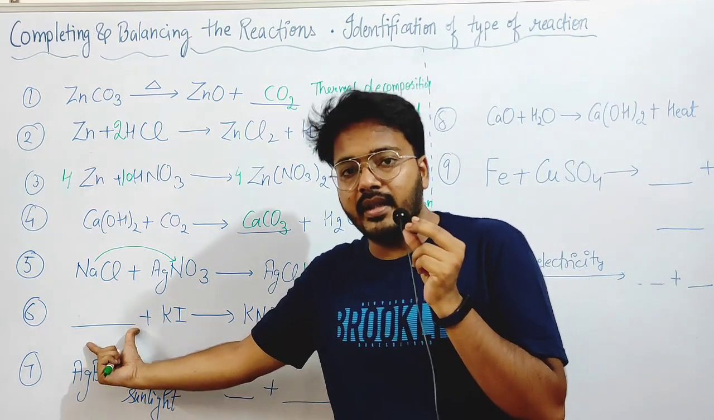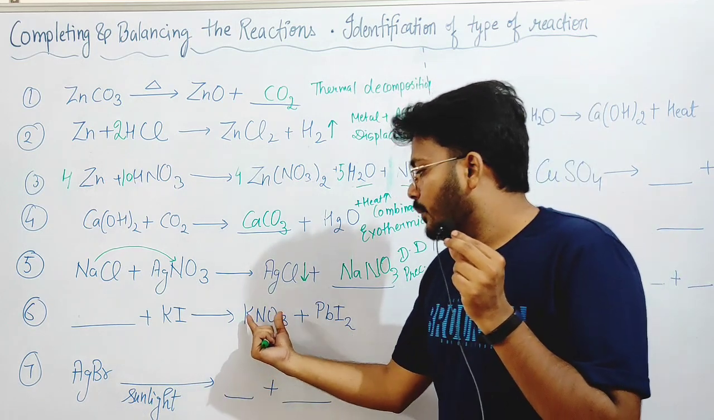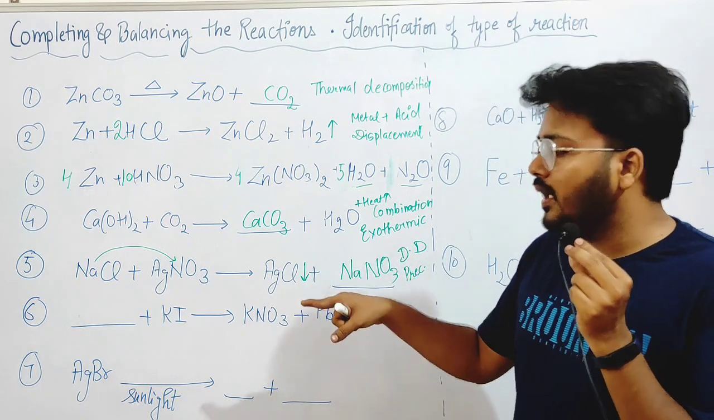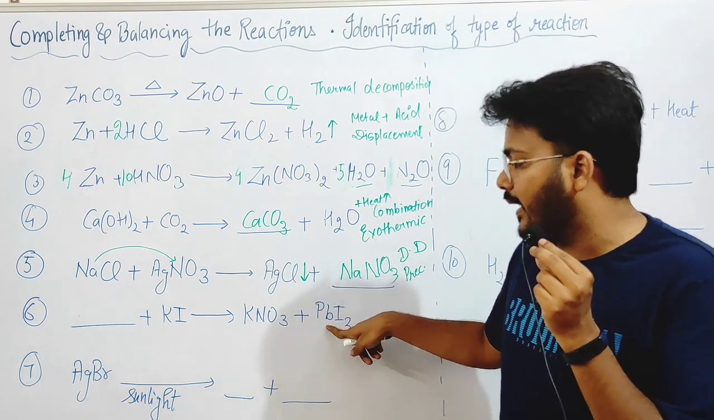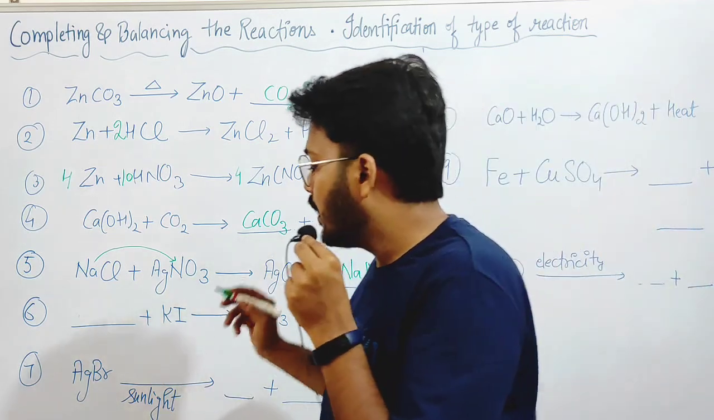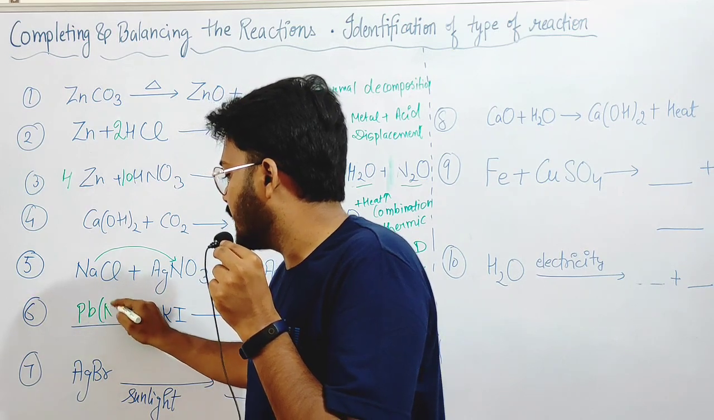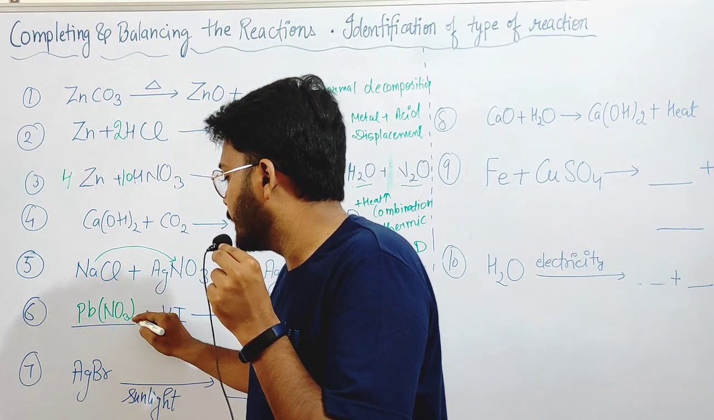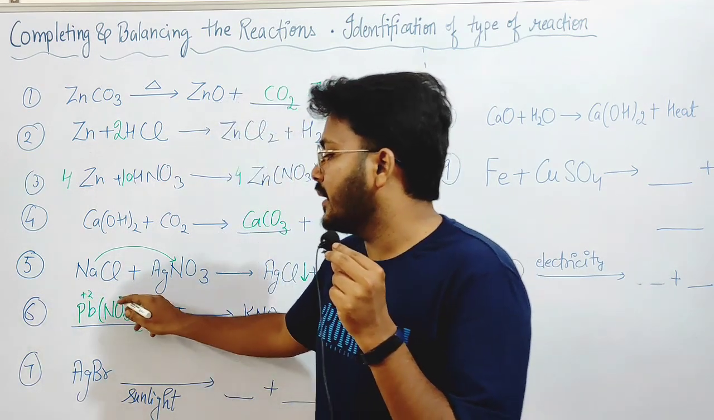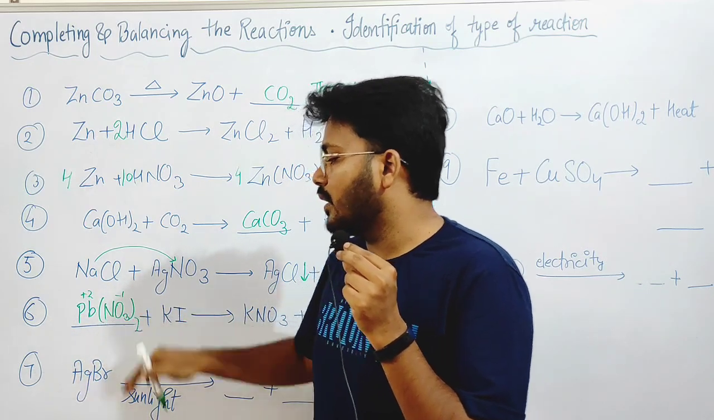Now moving to the sixth question. Here the unknown reactant is there, which reacts with KI. The products are potassium nitrate and lead iodide. There should be a reactant which contains lead and nitrate. So simply lead nitrate is the required reactant. Pb(NO3) whole twice, 2, because here the lead has a +2 charge and nitrate has -1. So for balancing this, we have to multiply nitrate with 2.